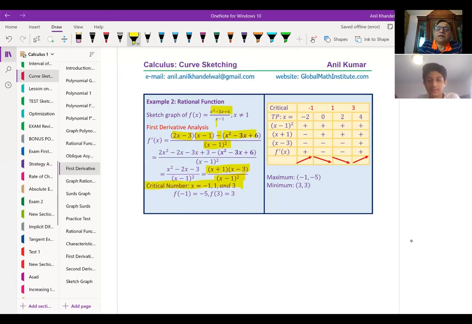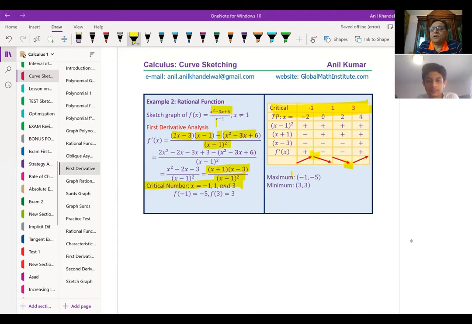Now analyze using the table, take the test points, and we find that the function is increasing from minus infinity to minus 1, and then decreasing to 1, and then again decreasing till 3, and then increasing.